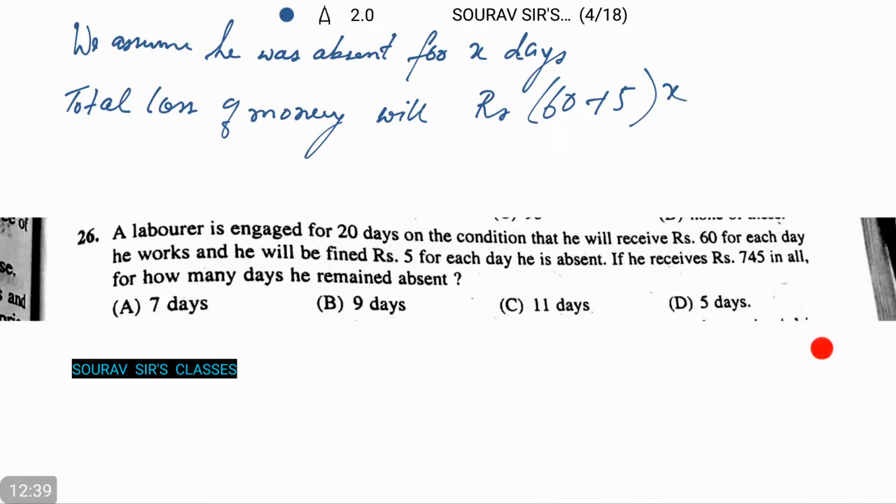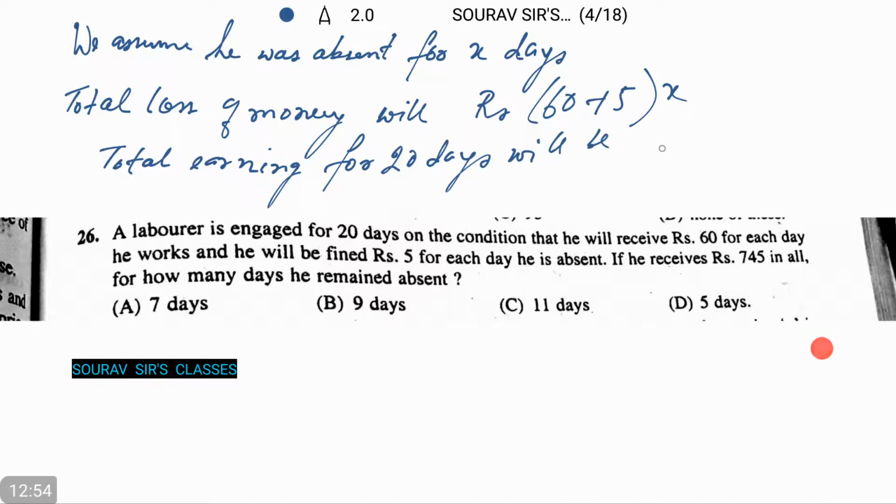The total earning for 20 days will be 20 into 60, which was his total income per day, which gives us 1200 rupees.